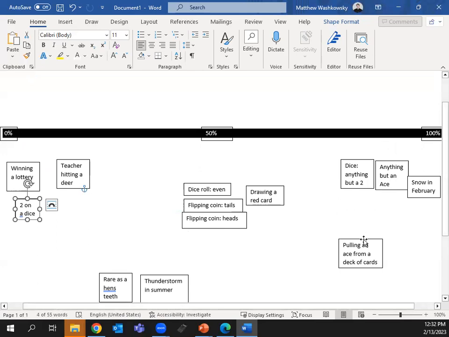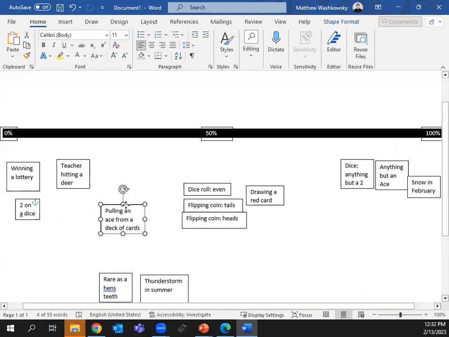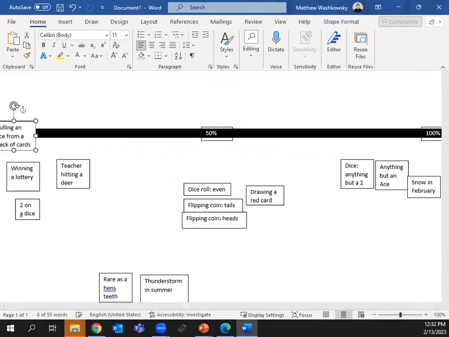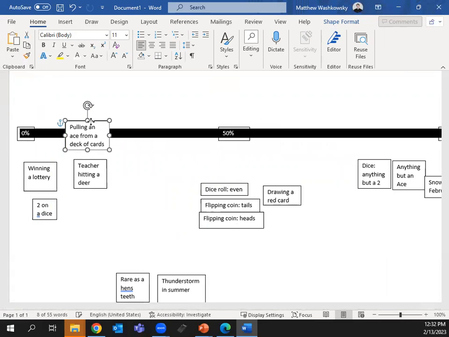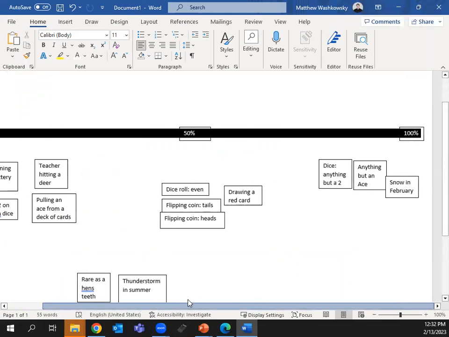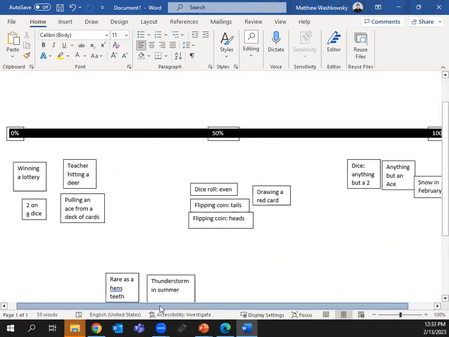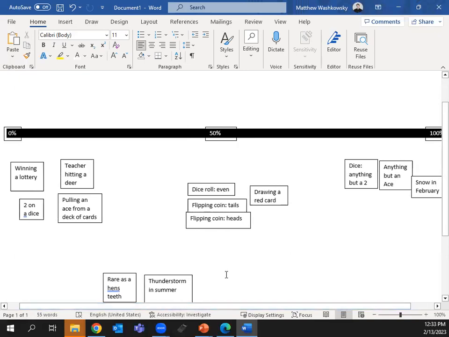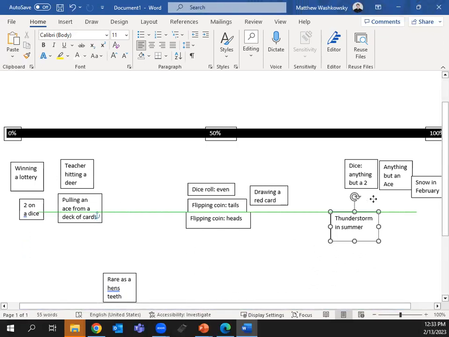Does anyone have this pulling an ace from a deck of cards one? I do. Oh, you do? You don't need to come up, but where would you think that would go around here? Tell me when to stop. I'll just put it right here just for the sake of space, something like this. Cool. So what you guys have done is, and we have thunderstorm in summer. Sure, that would be a really high percent.